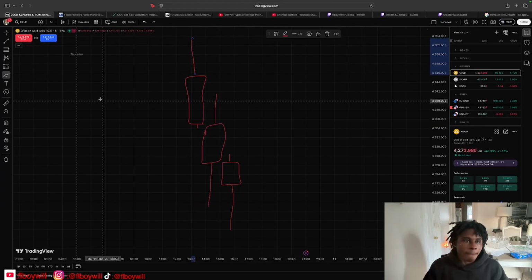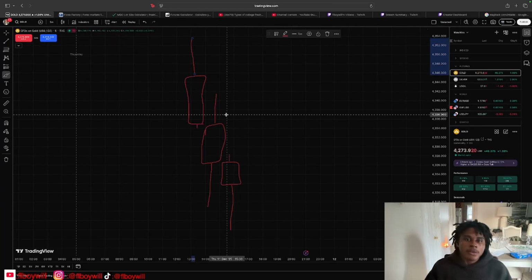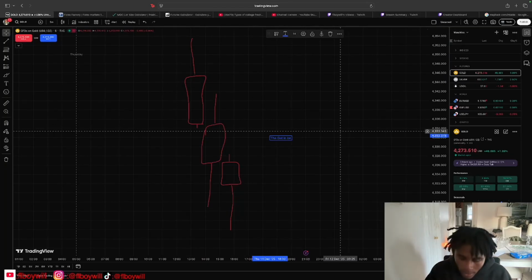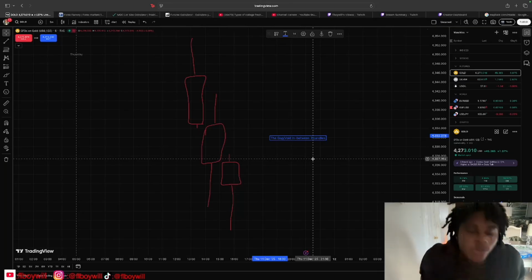Okay. So a fair value gap is essentially the gap slash void in between 3 candles. It takes 3 candles to make a fair value gap.